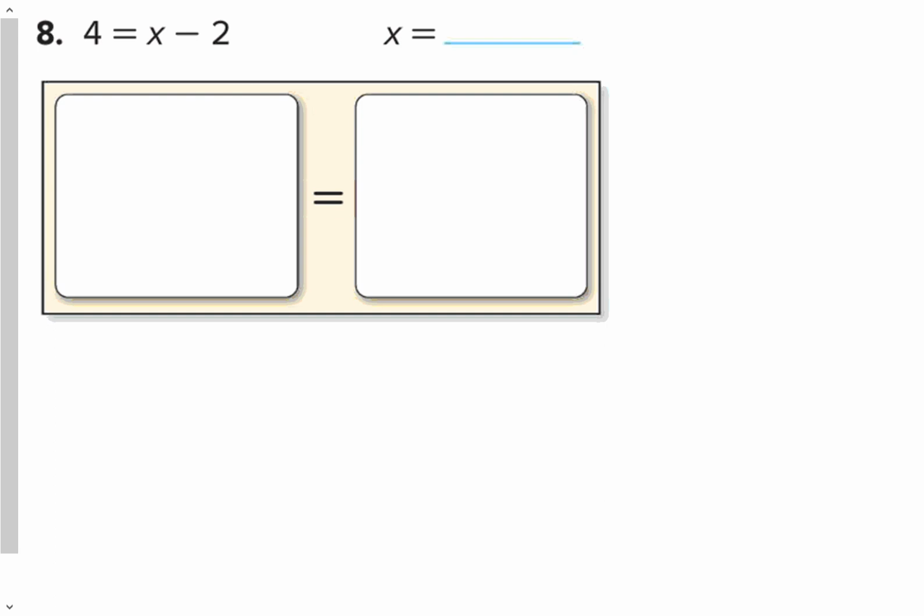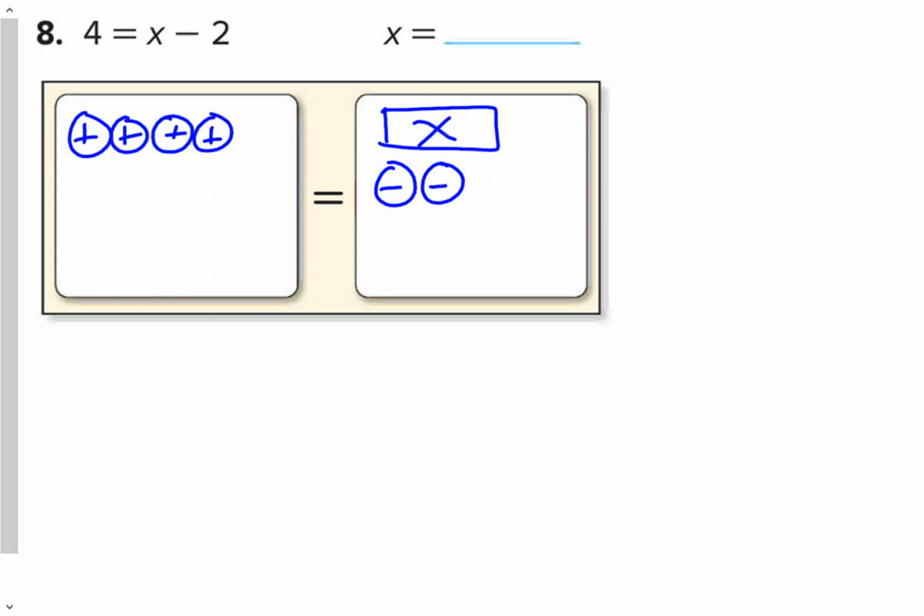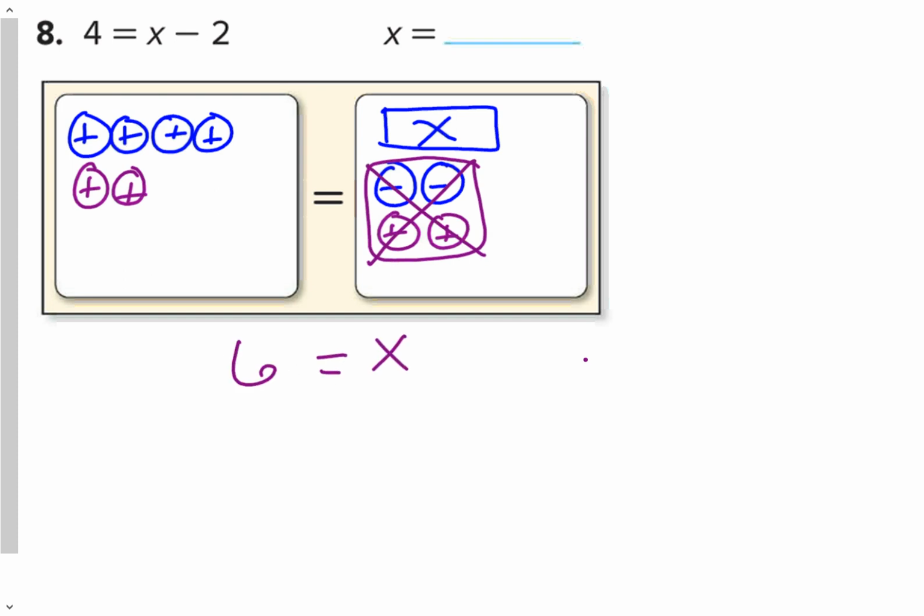Here's our last example. We have 4 on the left side. So 1, 2, 3, 4. On the right side, we have x, and then we have negative 2. Again, take a look at the side with your x. You want to get rid of the negative 2. How do we do that? We're going to add 2 to make 0 pairs. If we do it to the right, we also have to do that to the left. Okay, so now we have our 0 pairs that go away. So x is supposed to equal 6.